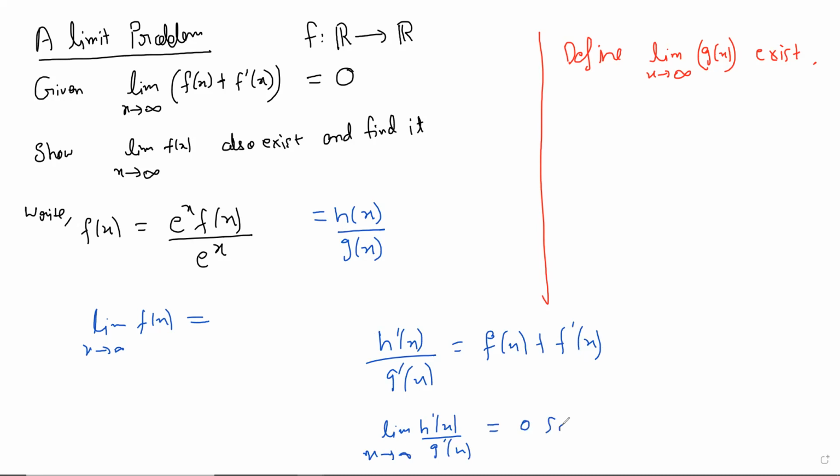So limit h(x) by g(x) also exists, and it is also equal to 0. Is this correct? Does everybody think this is correct? Okay, why?